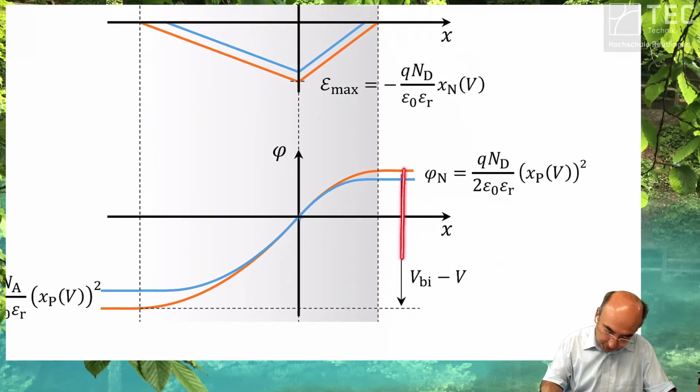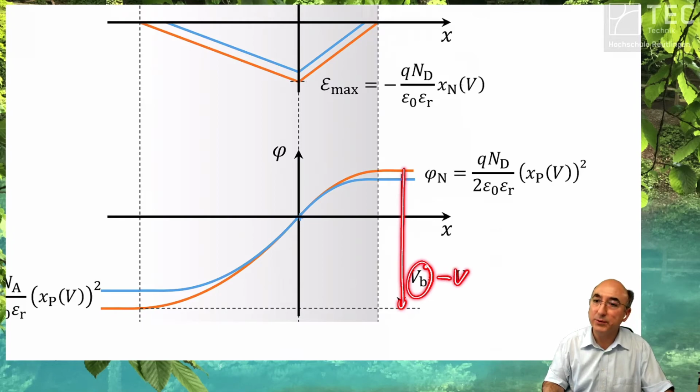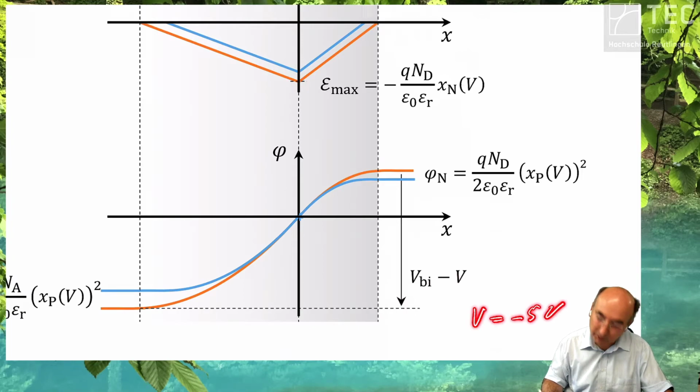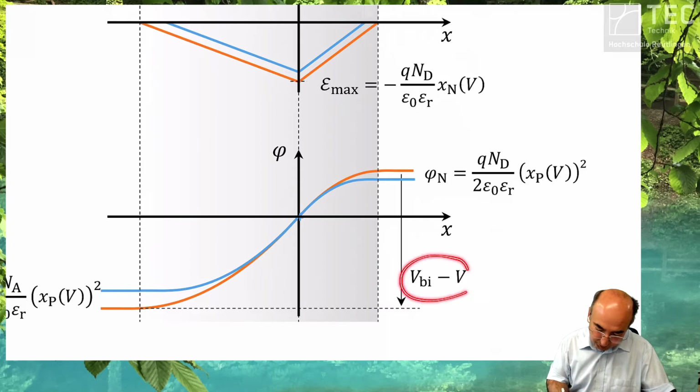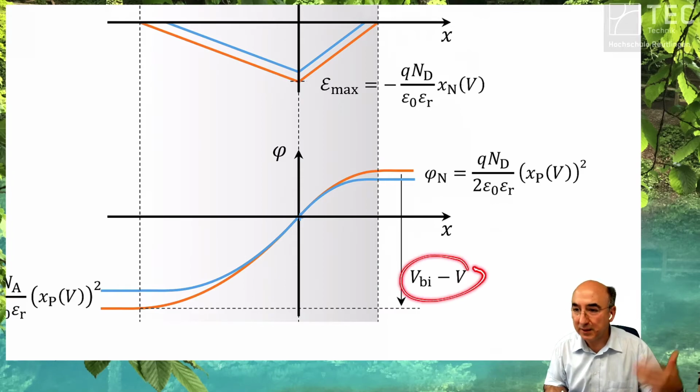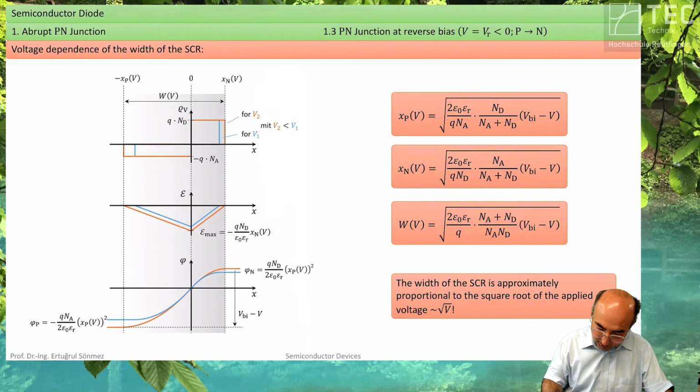And so you have now the built-in voltage minus the applied voltage. Why minus? Because V itself is a negative voltage. So minus gives plus here. So don't be disturbed by this minus sign. Negative voltage. Okay. Now let's go.